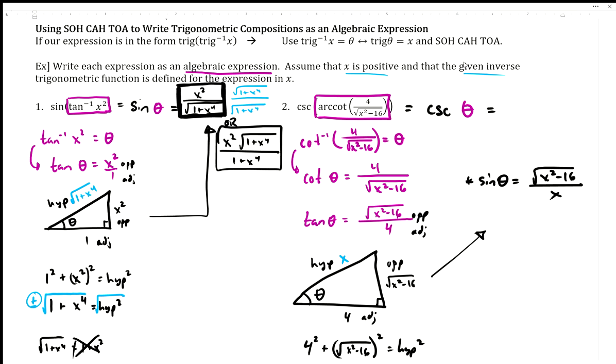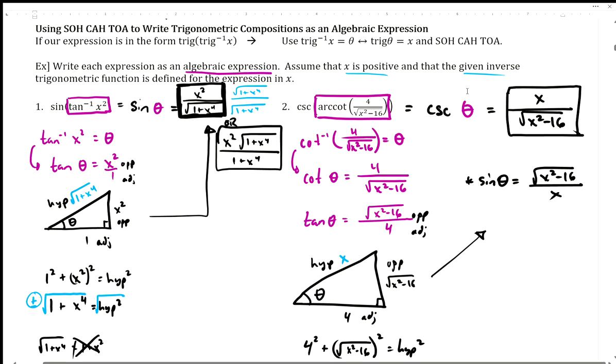And then now we can solve for cosecant. We just flip this fraction, x over the square root of x squared minus 16. Like I said in the last problem, variable expressions with a square root in the denominator, they often don't care about. So I'm going to leave it as is right here. So that's my final answer.